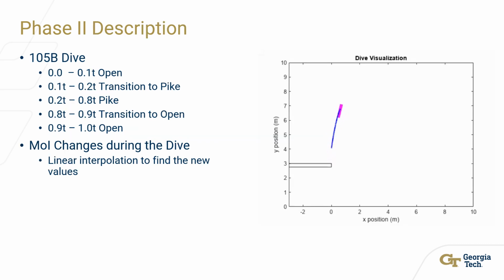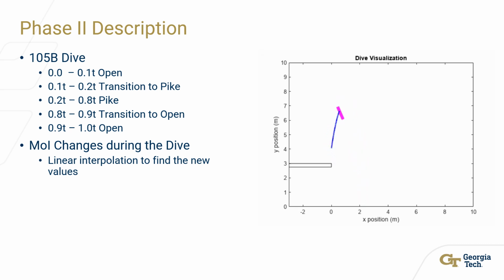For phase 2, we had to describe the motion of a more complicated dive in 3 dimensions. This dive, known as 105B, incorporates transitions and different positions. We assumed that the transition between states was linear to simplify the computation. During this dive, we were given a breakdown of how long the diver stays in each configuration.